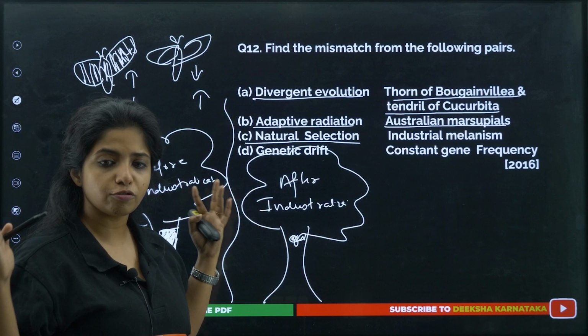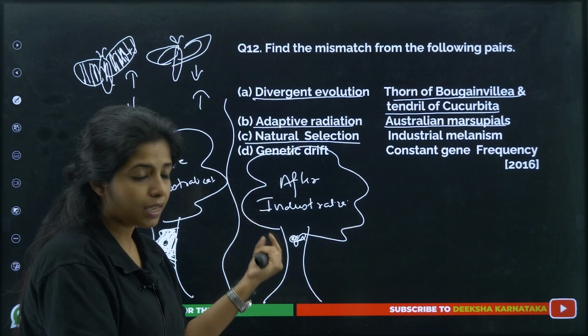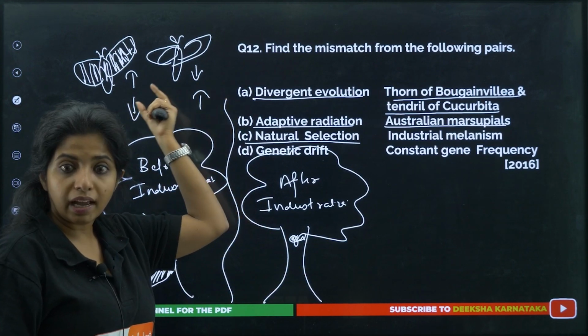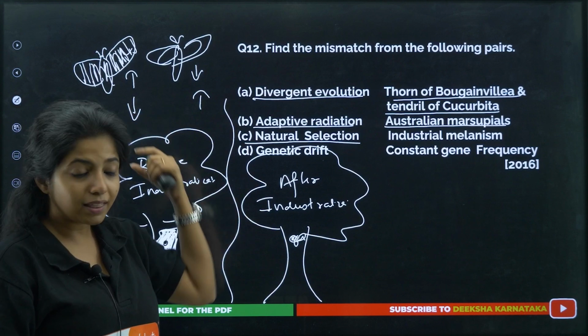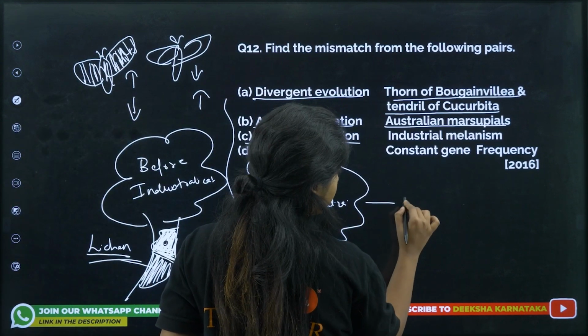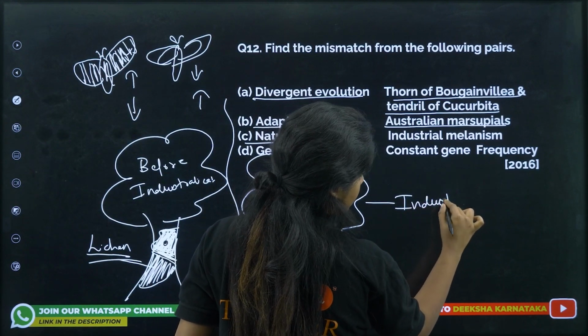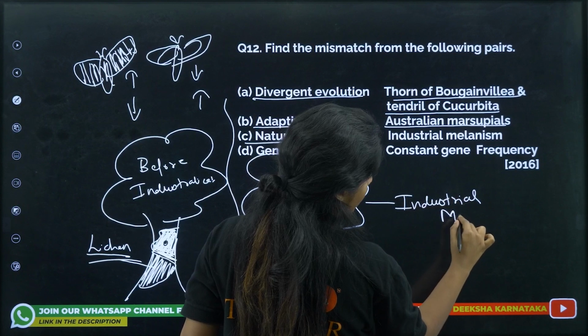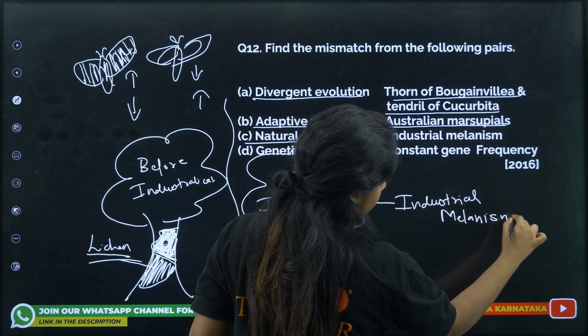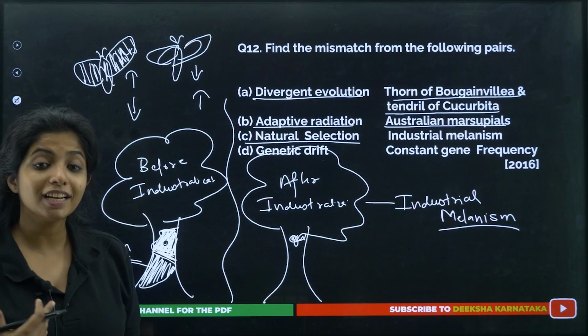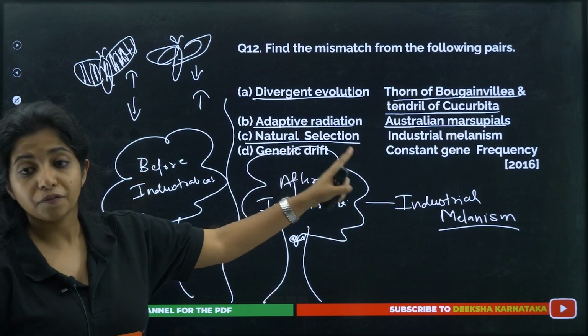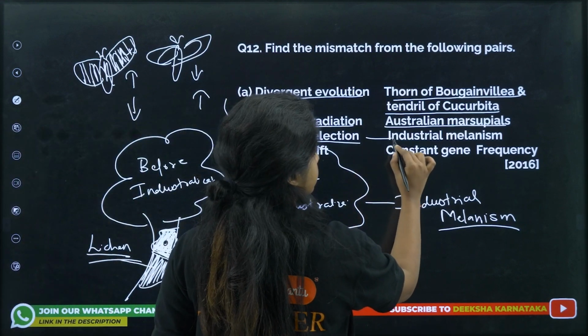Even though the pollution was caused by us, it's nature who is selecting this particular species of moth, and now the other one is not being selected. This whole scenario that I showed you is what? Industrial melanism. Melanin is a pigment that gives color. So this is industrial melanism, and this is an example of natural selection, my dear children.